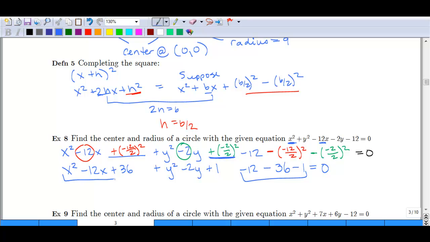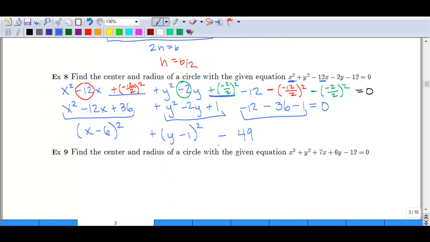Now we look at our x terms together. You can see that this factors into x minus 6 quantity squared, which is what we wanted, going backwards to x plus h. And then we look at the y terms, and we get plus y minus 1 quantity squared. Then you just combine like terms: we have negative 12, negative 36, and minus 1, which gives you minus 49.